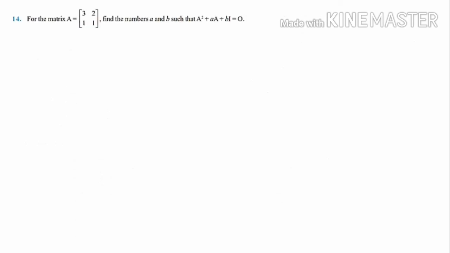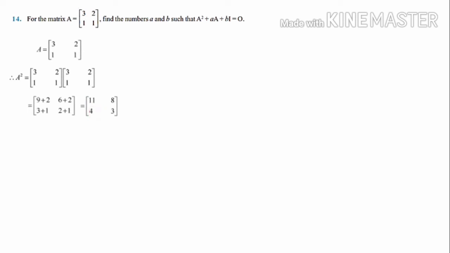Question number 14. For the matrix A is equal to matrix 3 2 1 1, find the numbers a and b such that A square plus aA plus bI equal to O. Here in this question there is a term A square. So first of all we have to go for calculating A square. A square means A into A. By using matrix multiplication method, write A 2 times and multiply it and you will get the answer as 11 8 4 3.